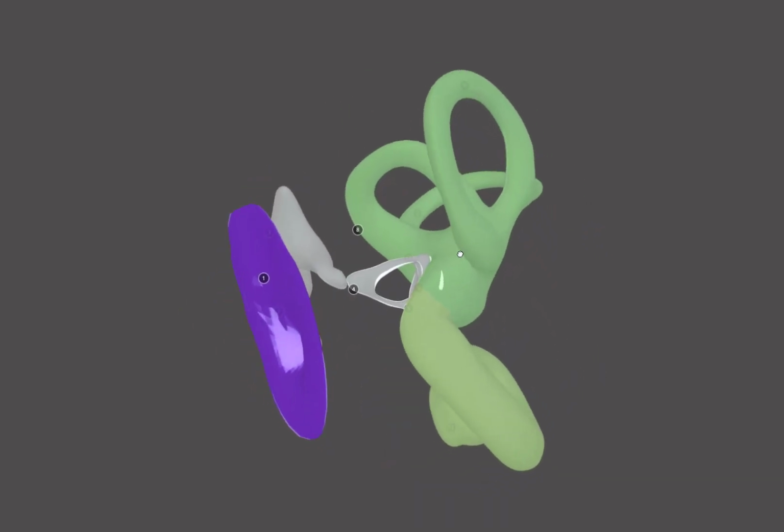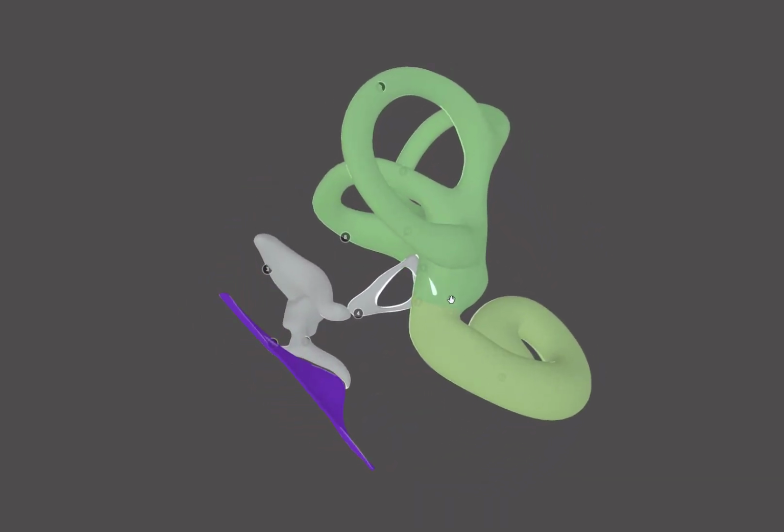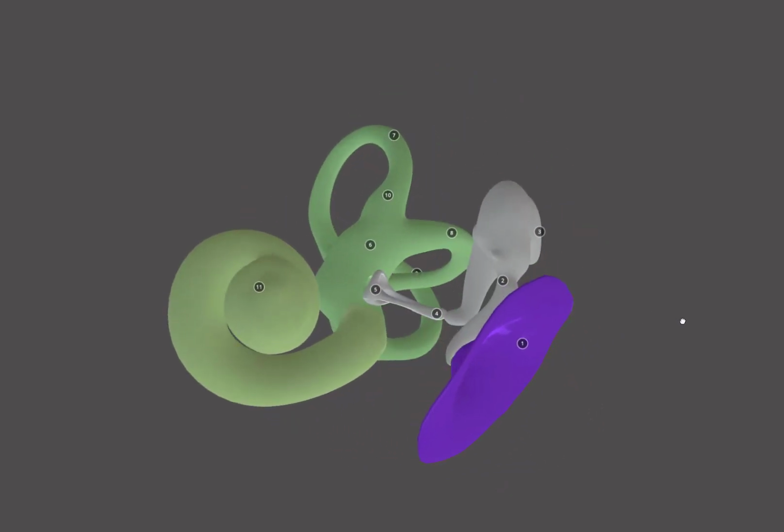All right, the only other structure, which is not labeled on here because it's actually not on here, but it should be, is the round window, and that's underneath here. The round window actually helps to balance out the pressure that's created by the stapes moving in and out.